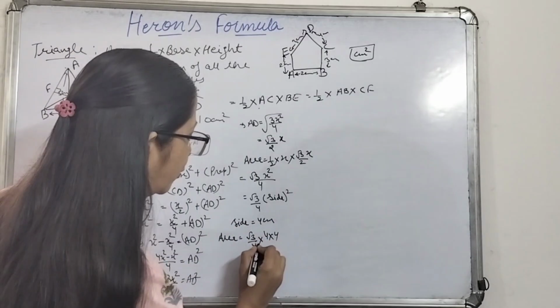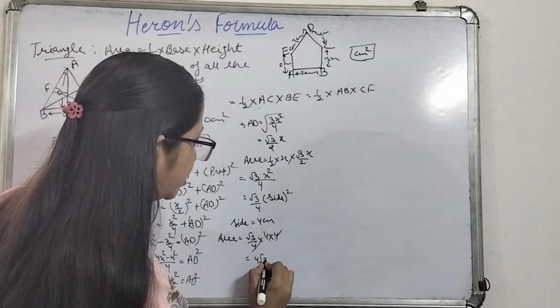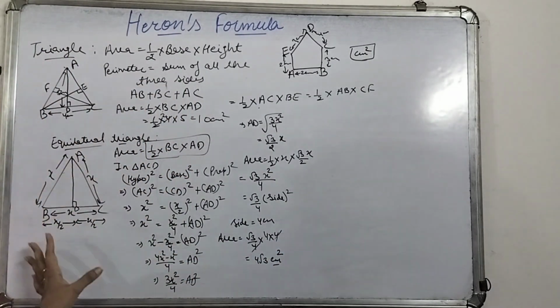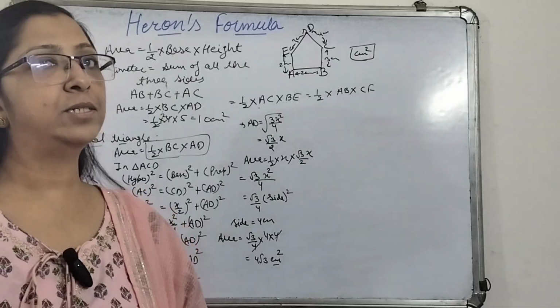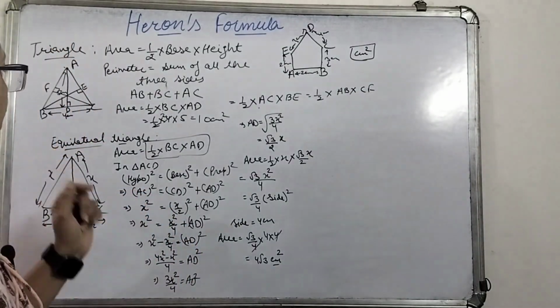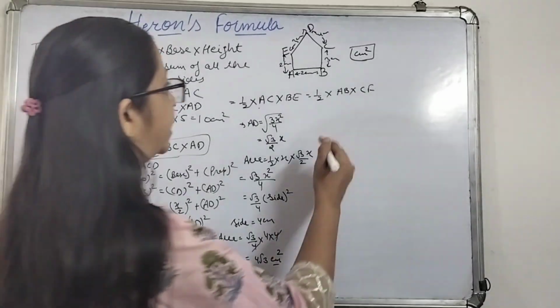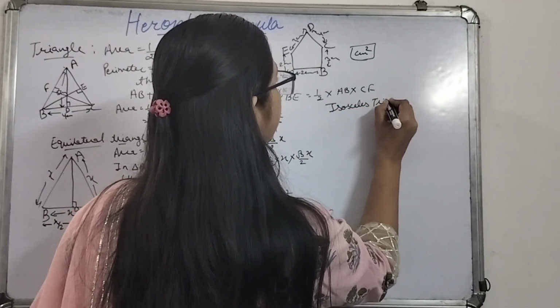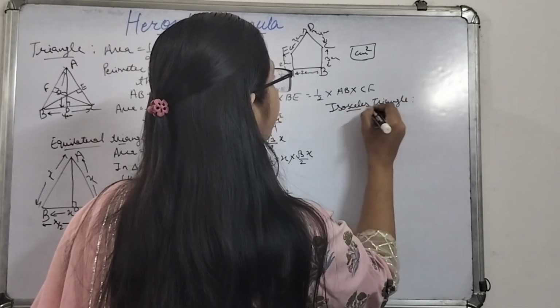So 4 into 4, so it will be 4 root 3 centimeter square. So this is how we can find the area of an equilateral triangle. Now, if instead of an equilateral triangle it is an isosceles triangle, how can we find the area?